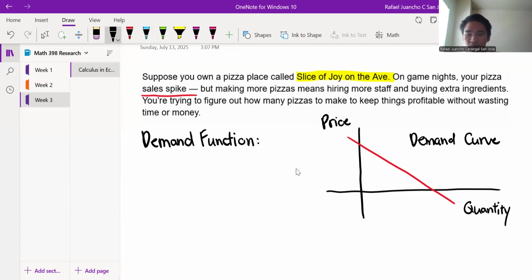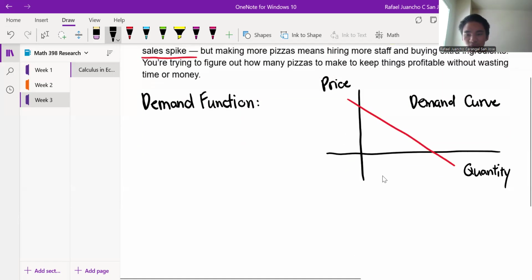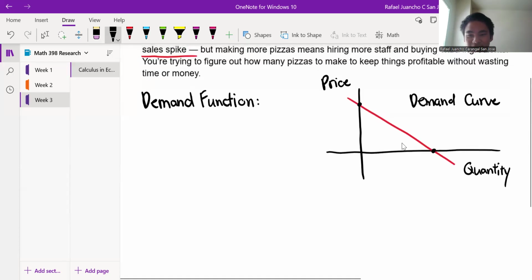Why? Or how can we contextualize this? In math, we can say that the slope is decreasing, right? We can also say at this point, and at this point, the curve intersects the y and the x-axis, right? Or the price and the quantity axis. So that's the math behind it. But how do we explain this in economics?